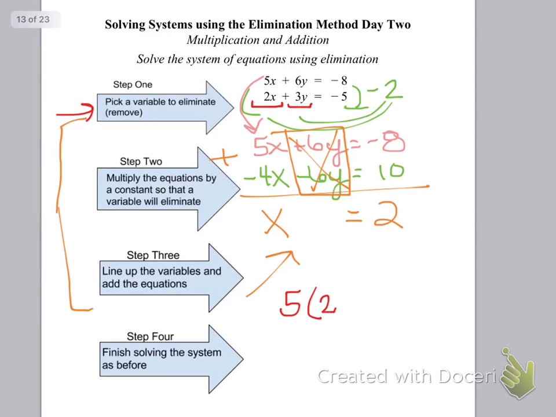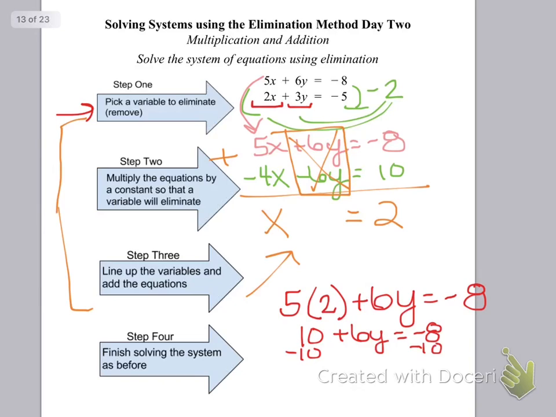So I have 5 times 2 plus 6y equals -8. I'm going to go ahead and solve that. 5 times 2 gives me 10. So 10 plus 6y equals -8. Minus 10 on both sides. I've got 6y equals -18. Divide by 6 on both sides. y equals -3. Remember, I don't want your answer as just x equals 2 and y equals -3. I want it as a point. So your final answer here is going to be (2, -3).